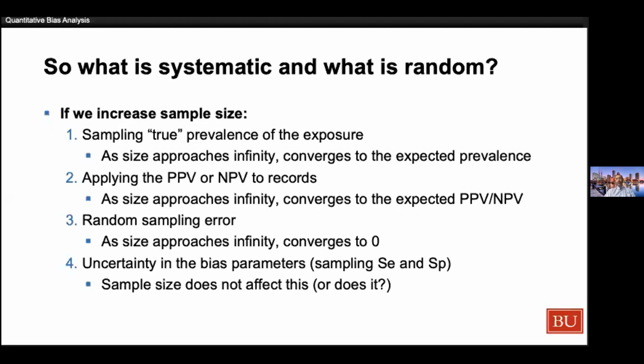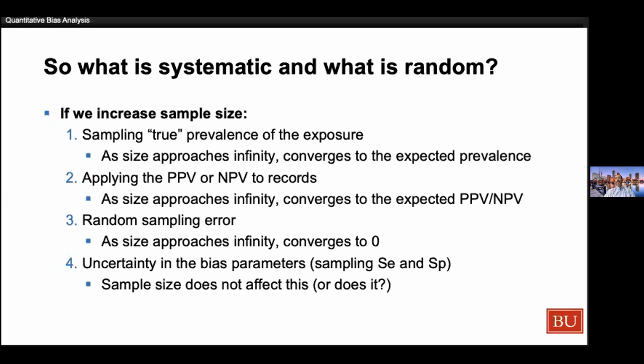Even in a really well-designed randomized trial where your random error estimates meet most of the assumptions, you're still probably going to have some outcome misclassification that isn't going to be accounted for unless your study is so large that you have no random error in the misclassification mechanism. And the second point, and the last point that I want to raise, is this fourth point about uncertainty in the bias parameters doesn't go away as sample size gets large.